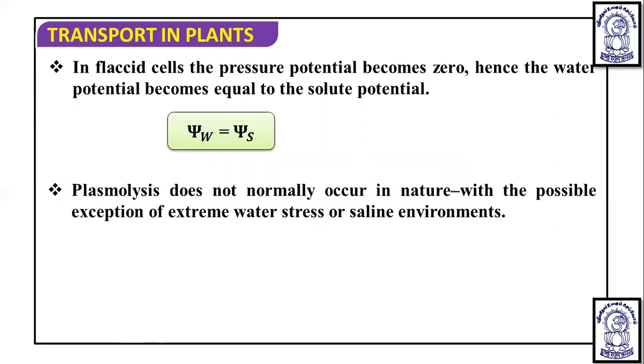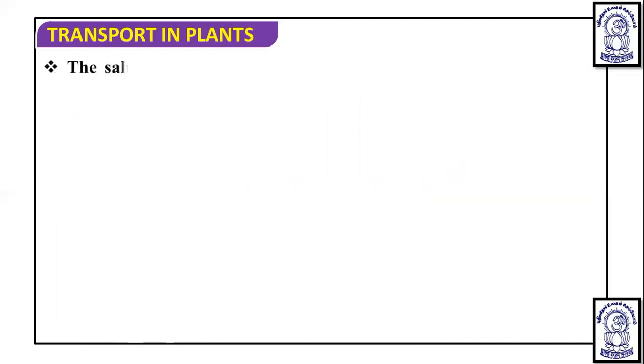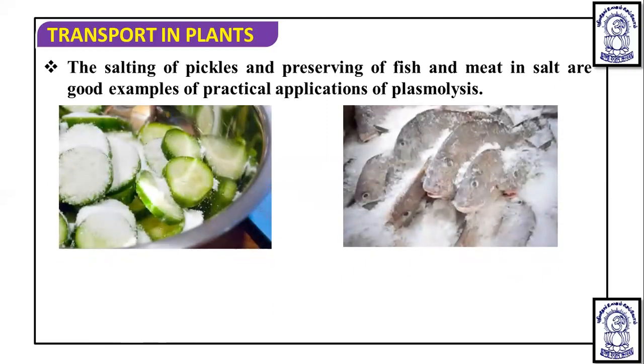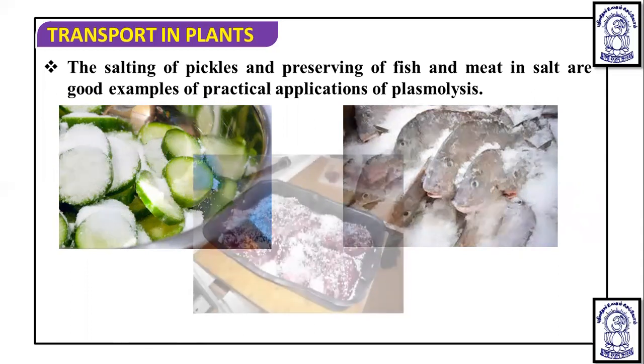Plasmolysis does not normally occur in nature, with the possible exceptions of extreme water stress in a saline environment. Plasmolysis is helpful also. It has a beneficial role as well. The salting of pickles and preserving of fish and meat in salt are good examples of practical application of plasmolysis. When we add salt, what will happen? Whatever bacteria or fungus come and sit on these salted pickles or salted components, their cells get plasmolyzed. So the infection will not occur and they will not harm or degrade these components.